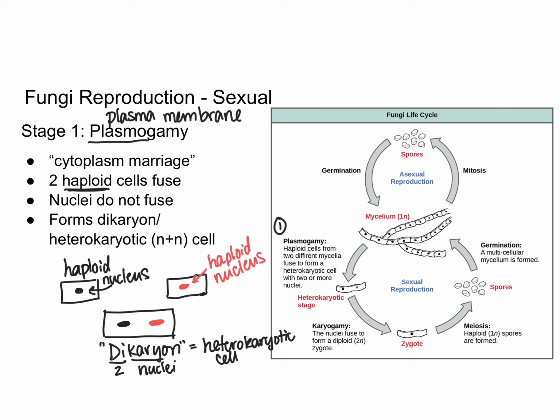Remember, with haploid, we represent haploid as 1N, and we represent diploid as 2N. And so a dikaryon doesn't really fit either of those classifications. So we refer to this as N plus N. So there are essentially two haploid nuclei, but the nuclei have not fused to form a diploid nucleus yet. And you can see all of that happening in the picture here. And you can see that this cell that I drew here matches the one that can be seen here.